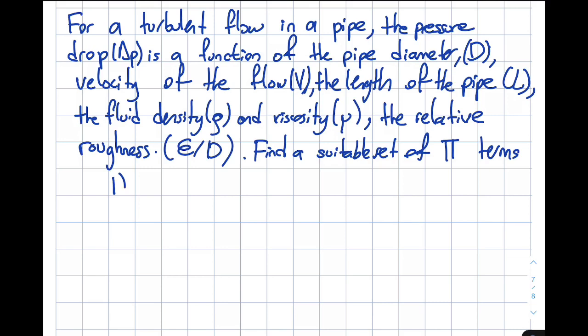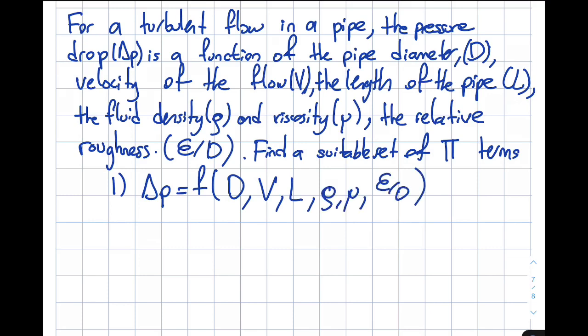Step one, I want to write delta P is a function of, let's be in order, diameter, V, L, density, viscosity, and epsilon over d. Note that I'm not writing epsilon as one parameter and d as another parameter. I'm writing epsilon over d. That's what the question says. Let's look at the number of parameters. It's 1, 2, 3, 4, 5, 6, and 7. So I have 7. Please do not forget to include the left-hand side as a parameter. Sometimes I see this issue in my class deliverables.